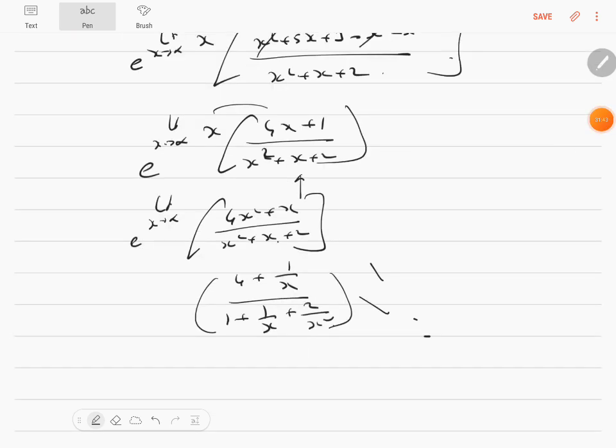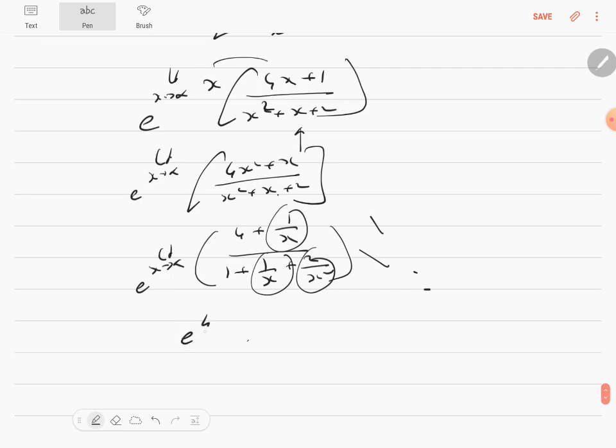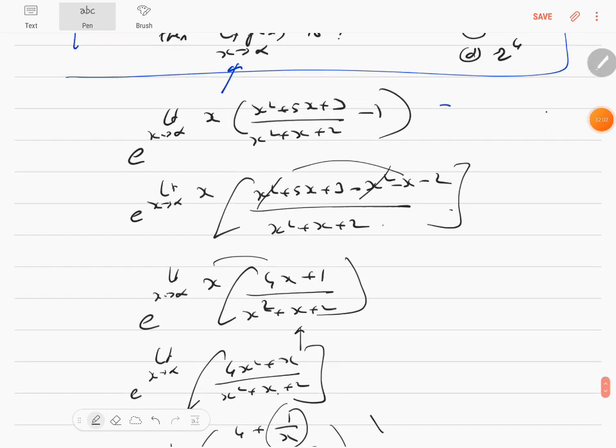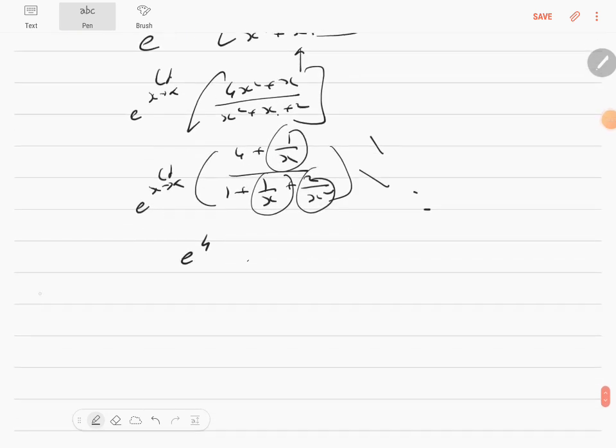So now in order to get 1 by infinity, I'm just dividing throughout by x square. I get it like this, and it's e to the power limit of x tends to infinity. 1 by infinity gets to 0, all this gets to 0. So can I write e to the power 4, and do you have an option? E to the power 4 we have. Let me check if the option is right. So that's correct. So let's go to the next question, which is the 23rd question.